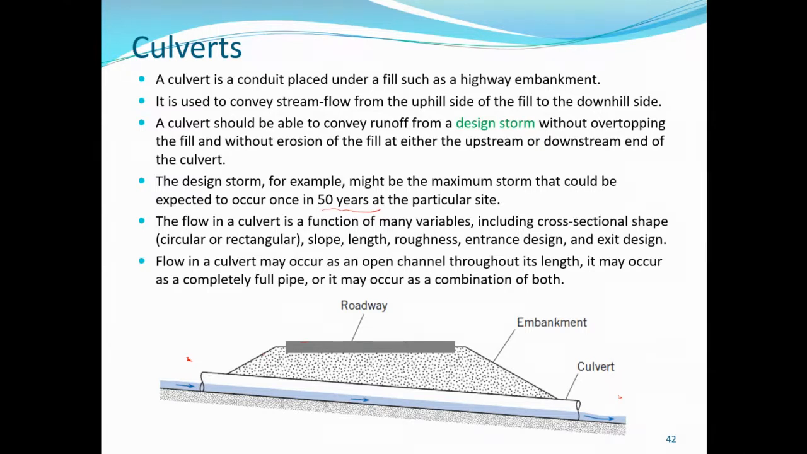The flow in a culvert is a function of many variables, including the cross-sectional shape, that is circular or rectangular, the slope, the length, and the roughness, entrance design and exit design. Flow in a culvert may occur as an open channel throughout its length. It may occur as a completely full pipe, or it may occur as a combination of both.